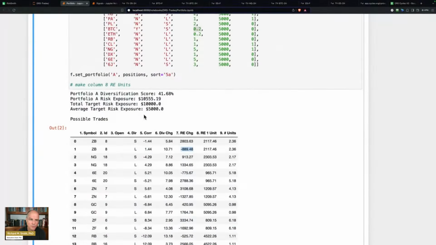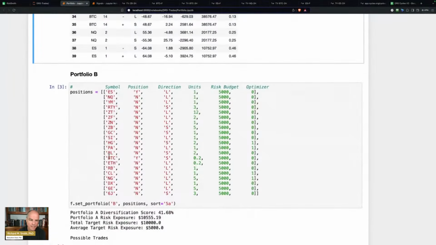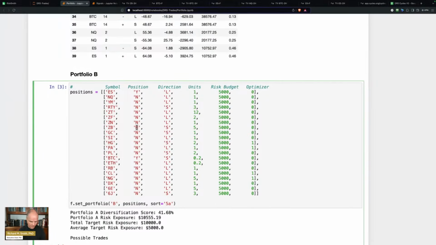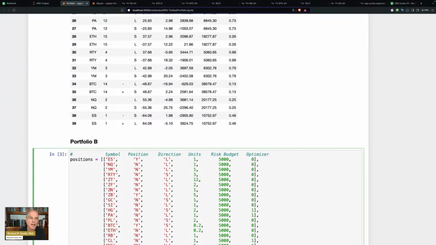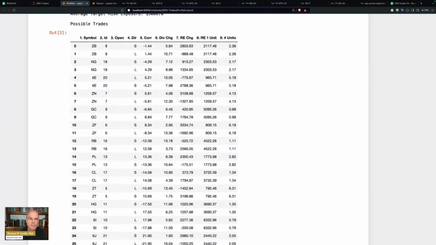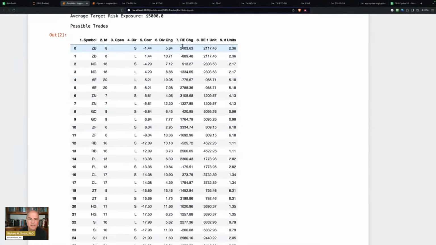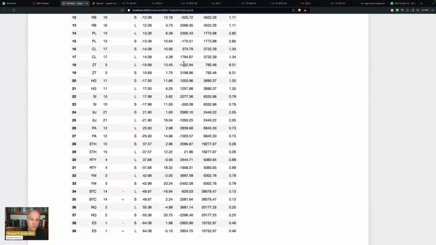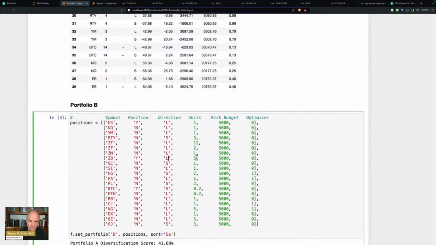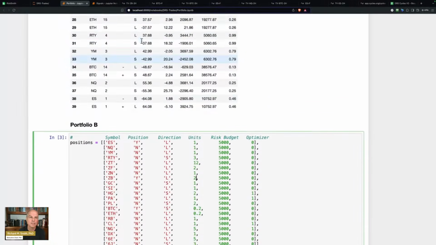And I'm going to now edit my other portfolio here, portfolio B. Yes. Long and how many units? So looks like 2.3 units. So let's just add 2 for now. All right. I'm going to rerun this now.